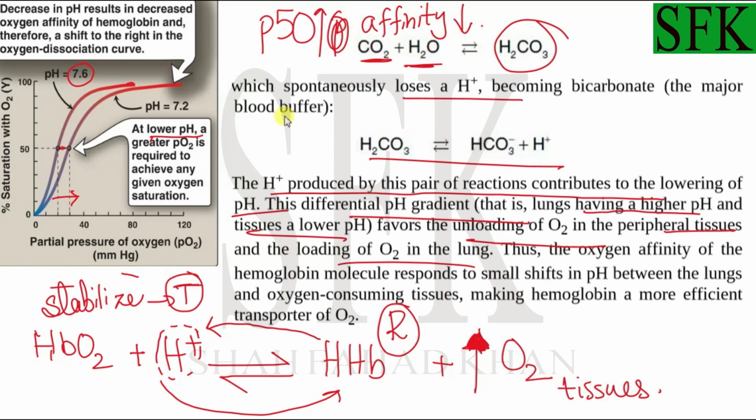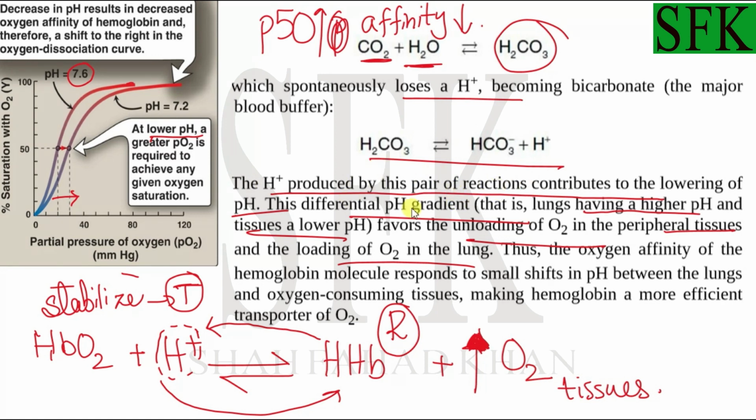Affinity of hemoglobin decreases. Okay, so an increase in carbon dioxide concentration increases the H positive concentration. Increase in H positive concentration decreases the pH, and a decrease in pH actually decreases the affinity of the hemoglobin for oxygen, due to which this curve shifts to the right hand side. Now let's give a read through to this paragraph as well.